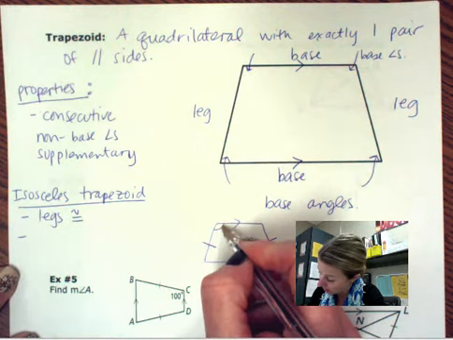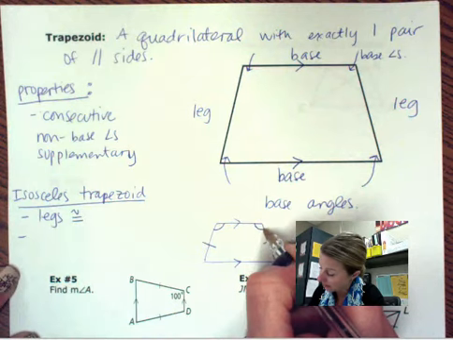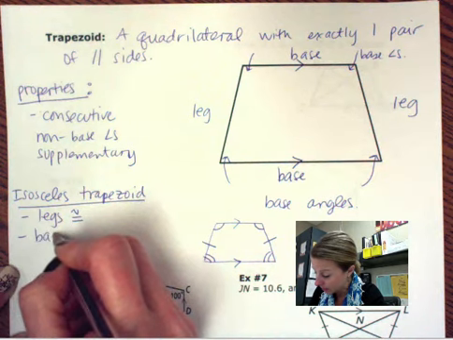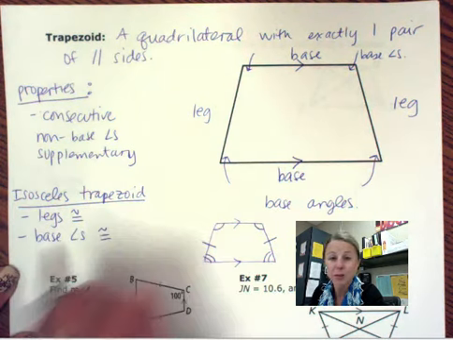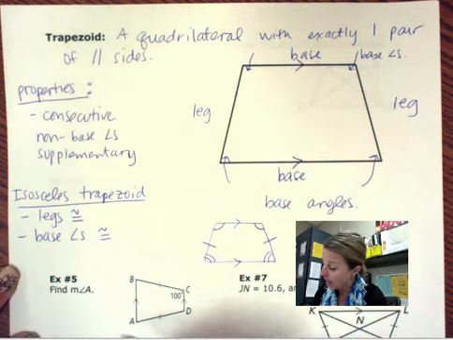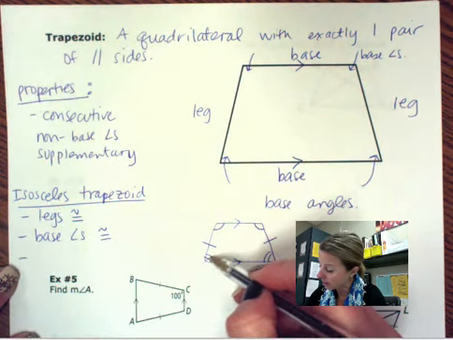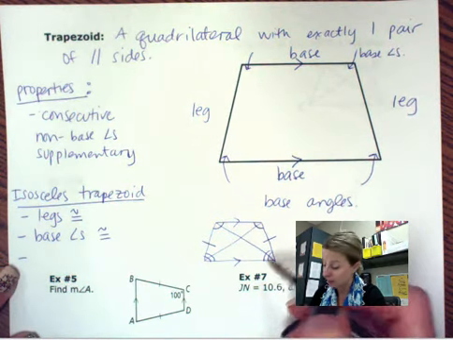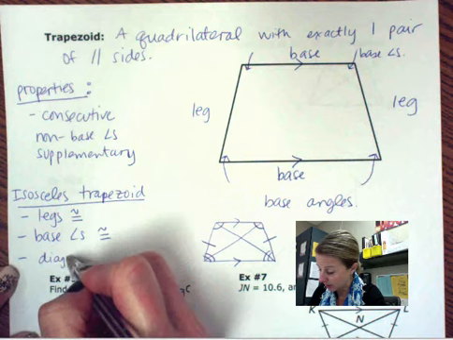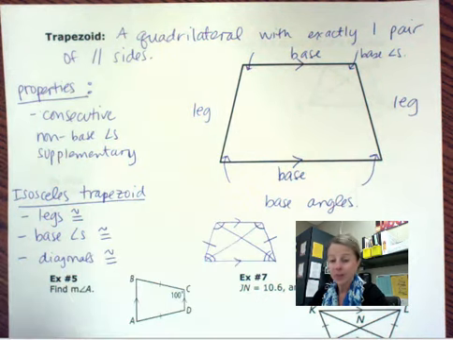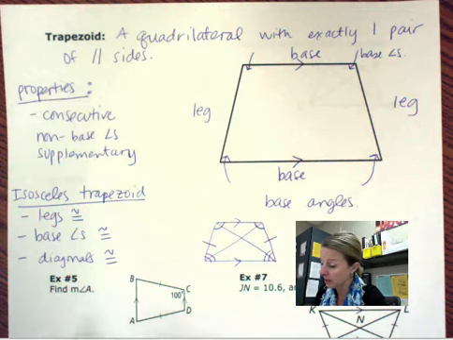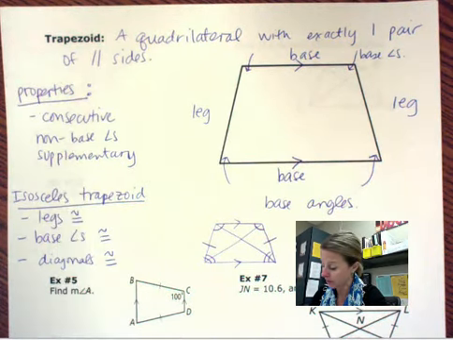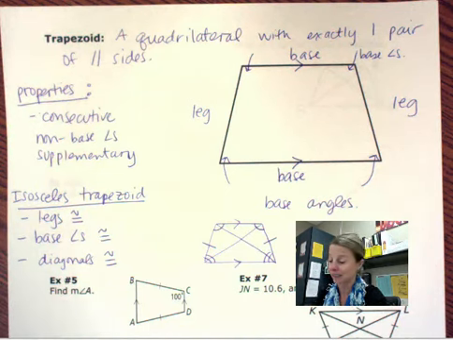So I can put an arc right here along the top base and then a double arc along the bottom base. So I'm going to say base angles congruent. Now, of course, all four are not congruent to each other. And then if we added diagonals here within our isosceles trapezoid, those would be congruent as well. So diagonals are congruent. If it's not isosceles, the only property you know is that these consecutive non-base angles add up to 180. So there's not a whole lot going on in trapezoids unless it's isosceles.